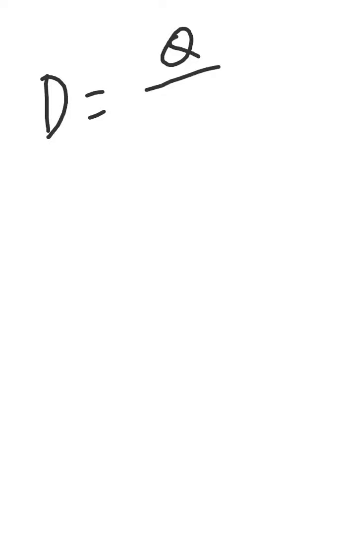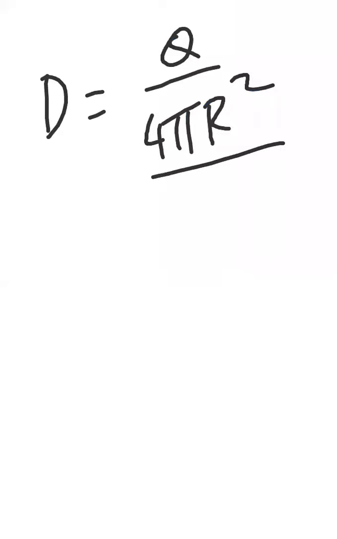So what is the final formula? I told you the final formula: D is equal to Q divided by 4 pi R square. Why is it 4 pi R square? Because you are on the surface of the sphere.